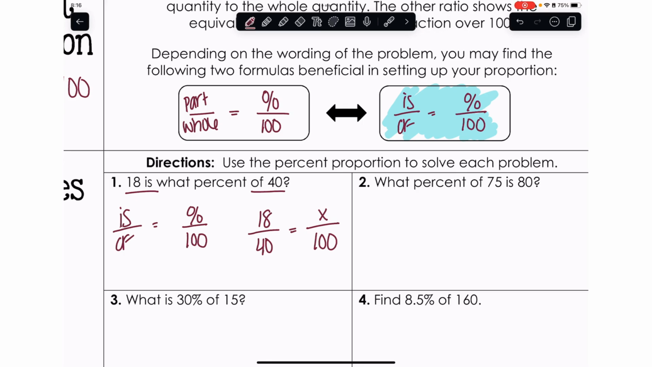So 18 is what percent of 40, okay? That's how I'm going to solve this. I'm solving for the percent. And so then we can cross multiply. So I have 18 times 100 equals x times 40.